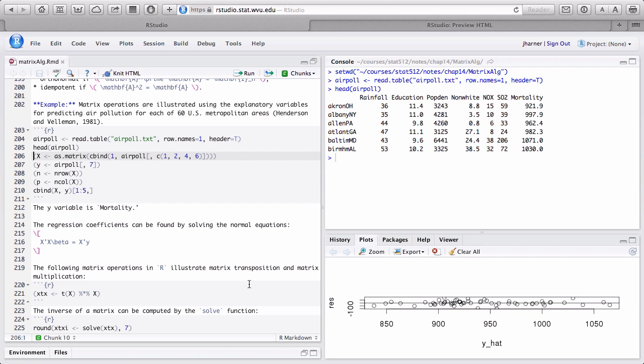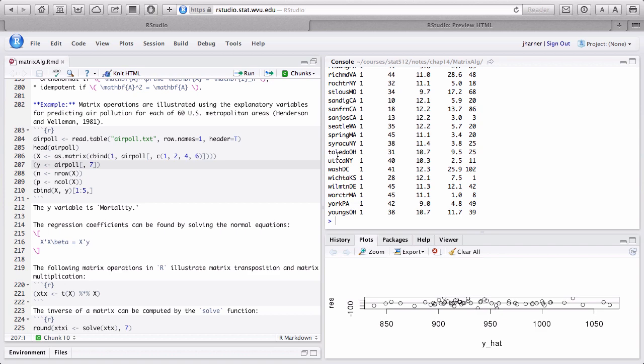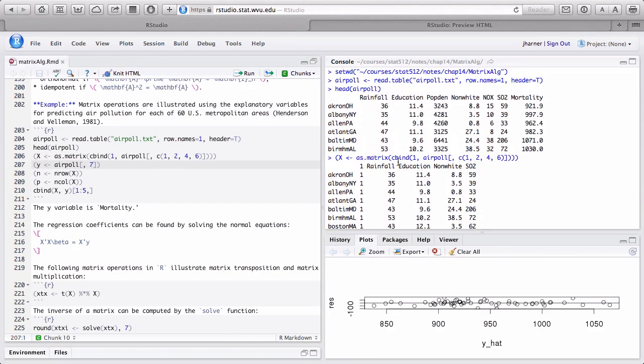And I'm going to look at a subset of the predictors just for simplicity. So suppose we form our X matrix, and the X matrix is going to consist of columns. It's going to consist of a vector of 1s, and that will be for the intercept when we do our model. And then we're going to look at rainfall, education, non-white, and SO2. We're going to look at those 4. And these are all predictors. So I formed a matrix called X.